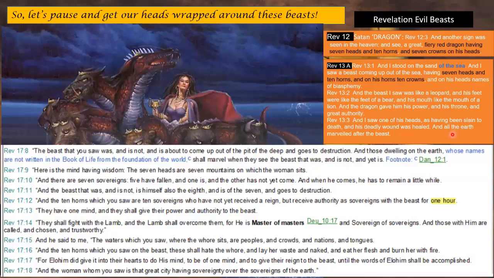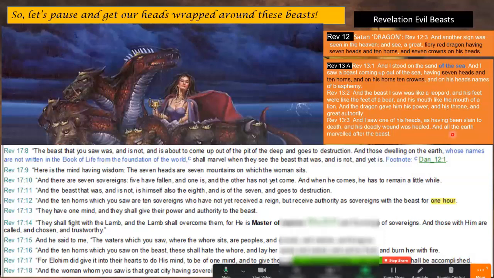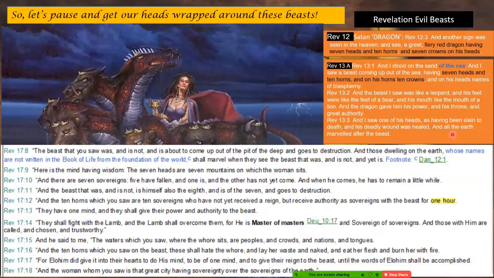And the beast that was and is not is himself also the eighth and is of the seven and goes to destruction. And the 10 horns which you saw are 10 sovereigns who have not yet received a reign, but receive authority as sovereigns with the beast for 1 hour. They have one mind, and they shall give their power and authority to the beast.